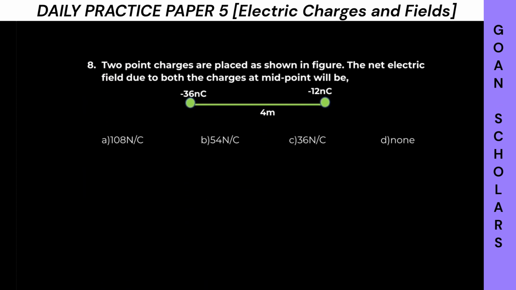Let's move to question number 8 in the same practice paper. 2 point charges are placed as shown in the figure. Okay. You have to find the net electric field due to both the charges at the midpoint. So first of all, if this is 4 meter, let's say this is point P, which is at a distance of 2 meter from here. And this is at a distance of 2 meter from here. Correct? Now electric field due to this negative charge will be radially outward or inward? It will be inward in this direction. So this is our electric field due to A.